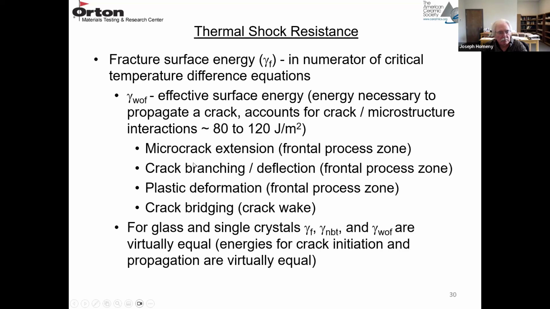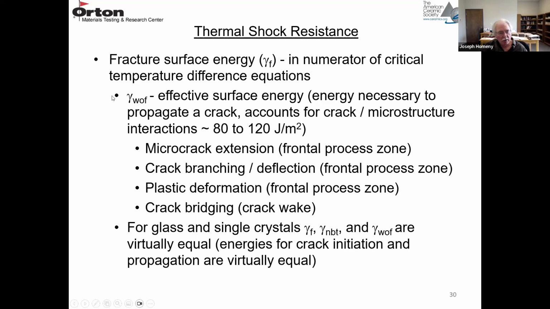So the gamma F that we're interested in is gamma WF for work of fracture. So that's the effective surface energy. It's the energy necessary to propagate a crack. So that crack is going to interact with the microstructure. So gamma WF accounts for crack microstructure interactions, and it's much higher, 80 to 120 joules per meter squared. That'd be at room temperature. It even gets higher at higher temperatures.